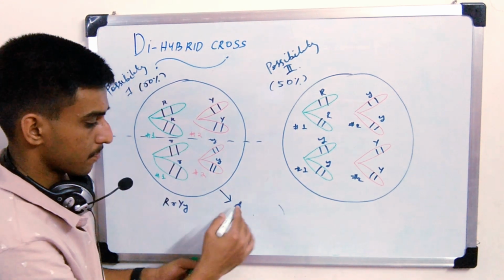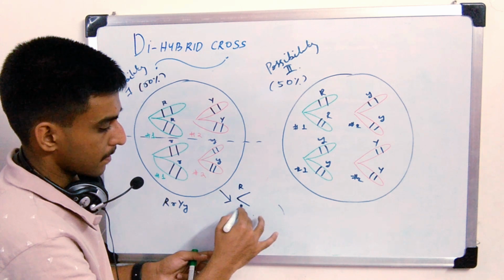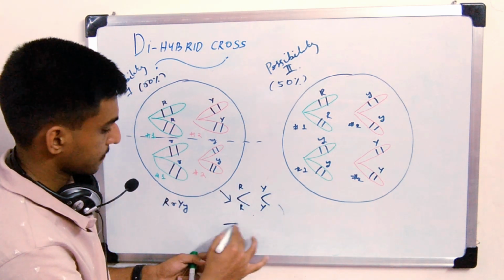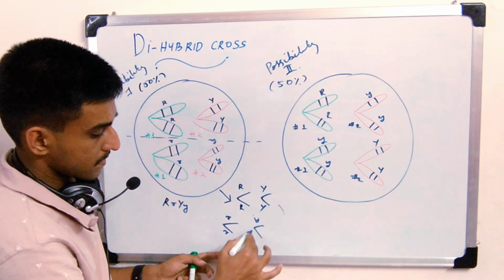So here what will be formed? I am just drawing because of the lack of space. Here what will be formed? Capital R, capital Y, capital Y. Here what will be formed? Small r, small y, small y.